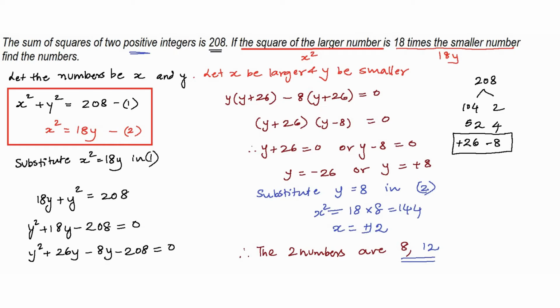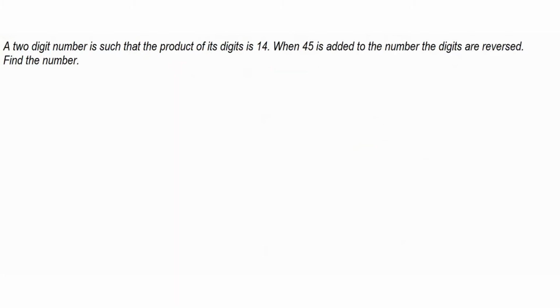Moving on to the next question. Let us consider the following question. A two-digit number is such that the product of its digits is 14. When 45 is added to the number, the digits are reversed. Find the number. Now, before we start framing our equations, let's use some common sense.